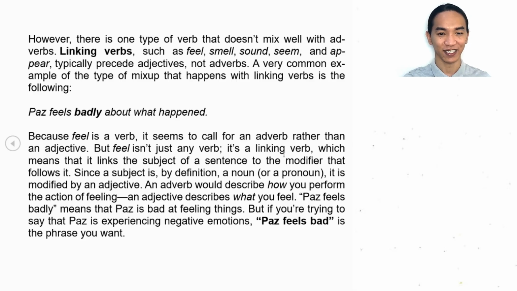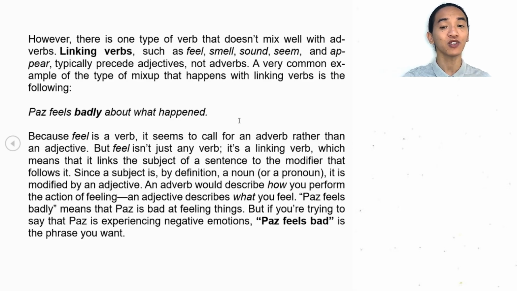So a very common example of the type of mix-up that happens with linking verbs is this sentence. Paz feels badly about what happened. So I want you to please understand this sentence very well. Because feel is a verb and it seems to call for an adverb rather than an adjective. But feel isn't just any verb, it is a linking verb, which means that it links the subject of a sentence to the modifier it follows.